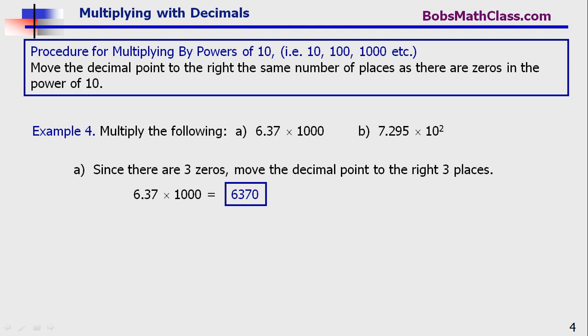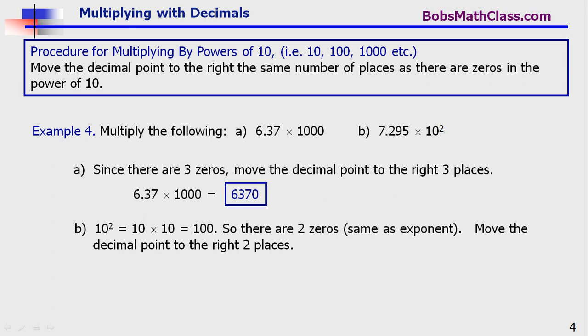Okay, the next number, 7.295 times 10 squared. 10 squared has how many zeros? It has 2 zeros. It's going to be the same number of zeros as the exponent. 10 squared is 10 times 10, which equals 100. So there are 2 zeros, same as the exponent. Move the decimal point to the right 2 places. So we have to move the decimal point 2 places to the right.